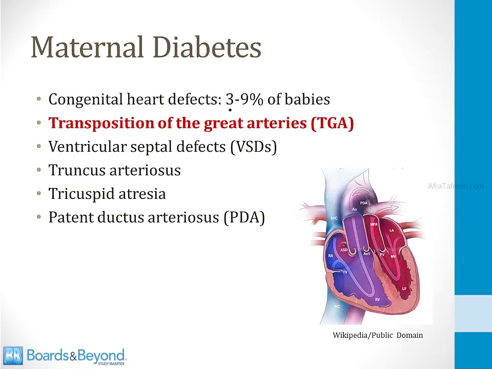Congenital heart defects occur in 3 to 9% of babies born to diabetic mothers. There are lots of different heart defects that have been described, but the classic one you should remember for Step 1 of your boards is transposition of the great arteries. This is associated with maternal diabetes. In addition, all of these other defects I've written on the screen here can potentially occur.